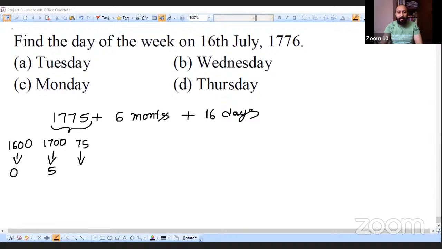Yes, 3 odd days it would be. It is 75 years, so I can take 2 odd days. 25 is still remaining, so in 25 years one more odd day will come. If it were 100, I would have taken this. In the next 6 months, how many odd days am I going to get?